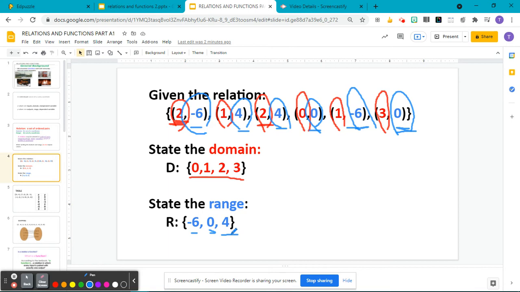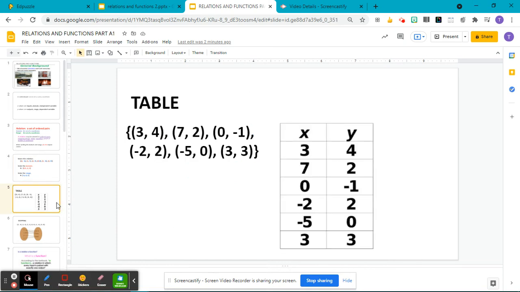So when writing your domain and range, you do not repeat. When looking at a table, it is simply a set of ordered pairs. It's another way of writing 3, 4. Here's 3, 4 as an ordered pair. Here's 3, 4 in a table. Here's 7, 2 as an ordered pair. Here's 7, 2 as a table.